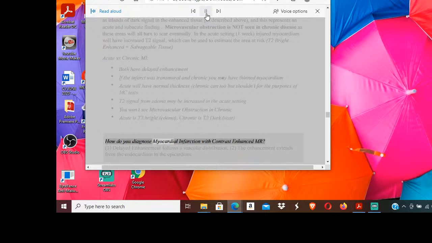How do you diagnose myocardial infarction with contrast enhanced MR? 1. Delayed enhancement follows a vascular distribution. 2. The enhancement extends from the endocardium to the epicardium.